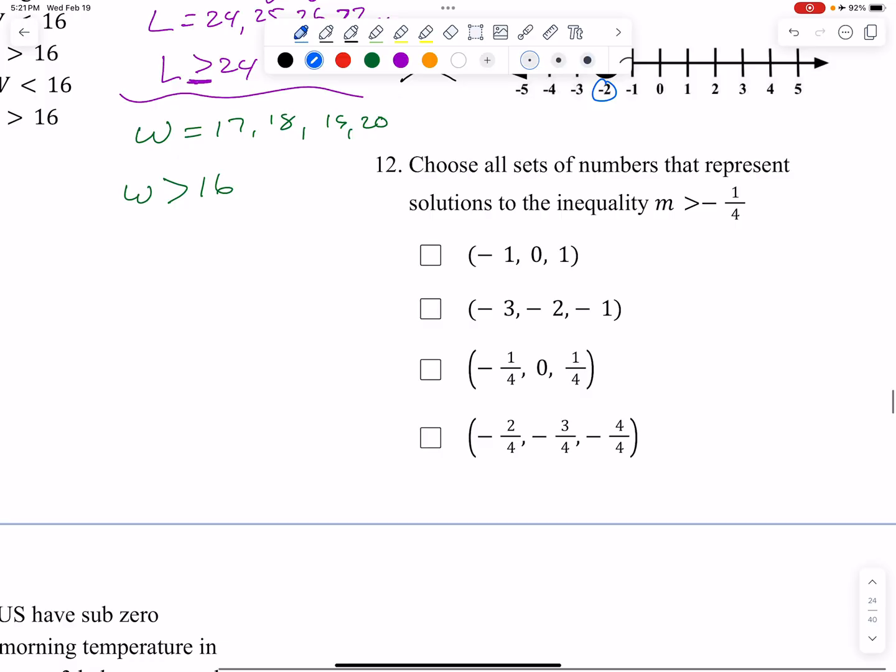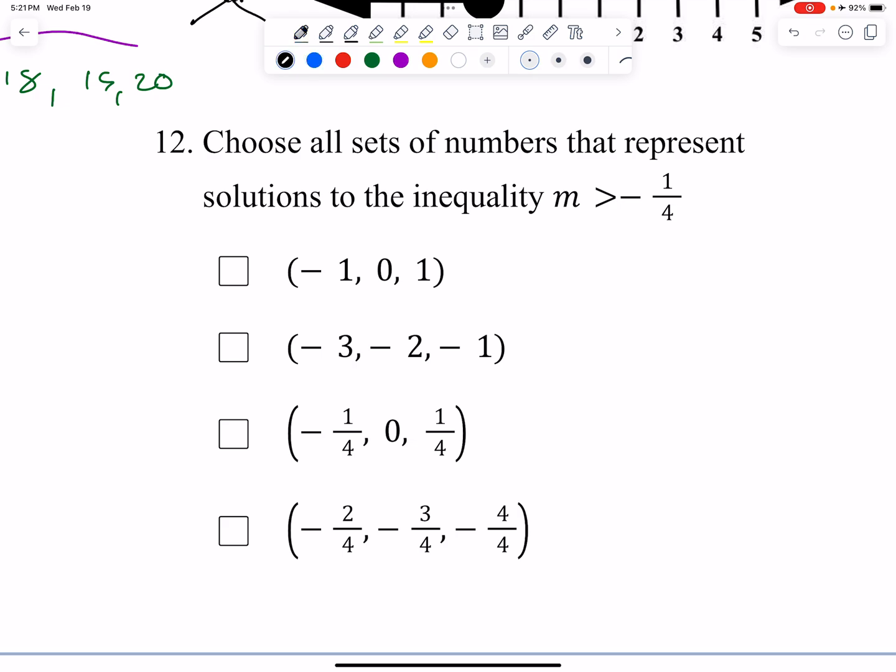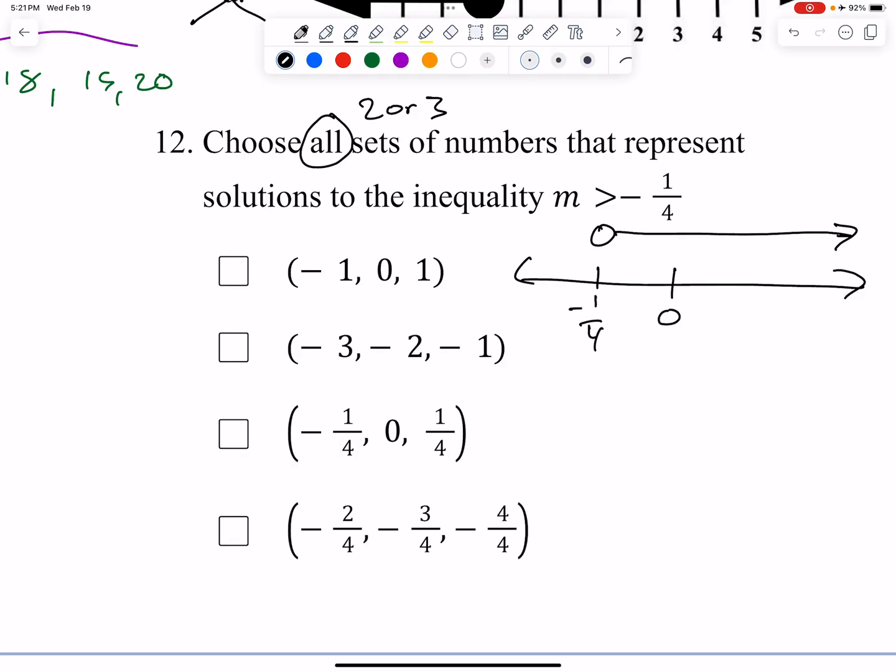Number 12. Choose all sets of numbers that represent the solutions to the inequality m is greater than -1/4. So choose all. That means I'm going to pick 2 or 3. So let's make my number line. There's my 0, and there's my -1/4. So open, and it goes that way.